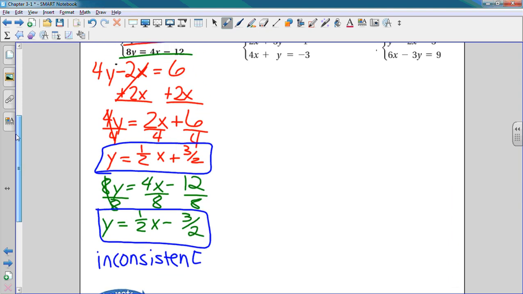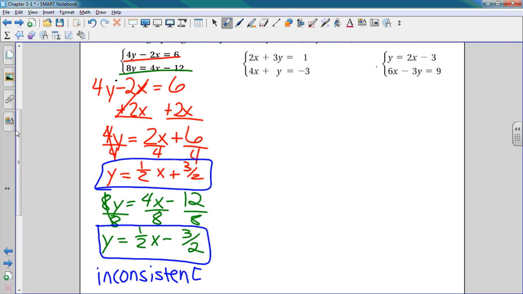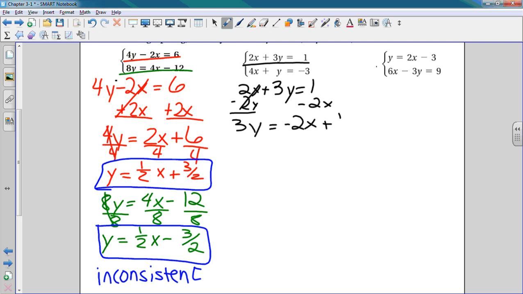Okay? Now, let's do the next one. Let's figure out what kind this one is. So I have 2x plus 3y equals 1. Subtract 2x. I'm left with 3y equals negative 2x plus 1. Divide by 3. I'm flying through this. So I'll stop here in a minute.